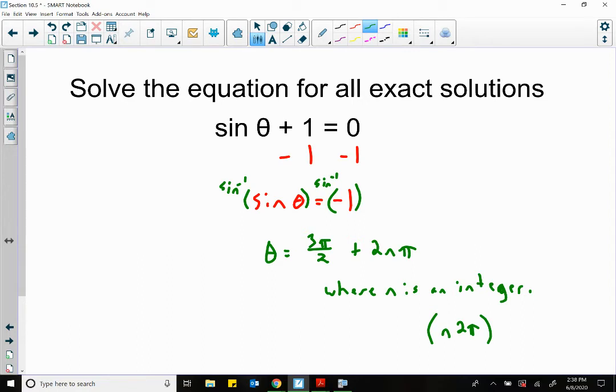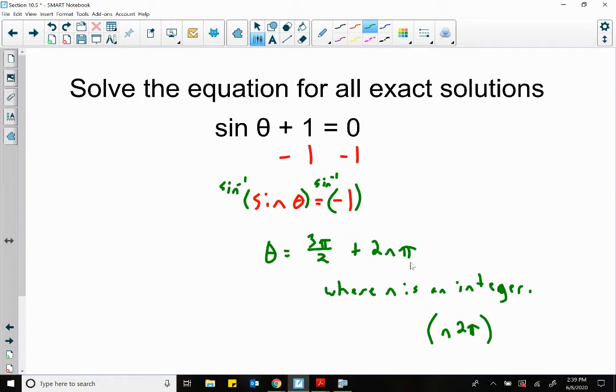So let's take a look at another one. Just so you know, if this was tangent, the period for tangent is pi before it starts to repeat itself. Okay? The period for tangent is pi. So if I was to write this up according to tangent, it'd be 3 pi over 2 plus n pi, because tangent only happens in a period of pi. All right? So that's why I'm saying it's important to know your periods.